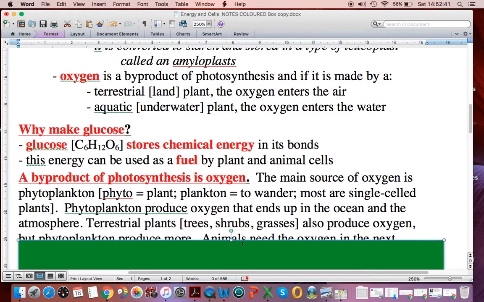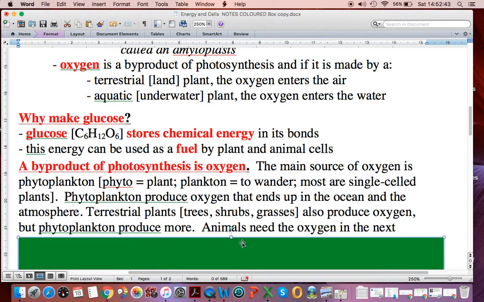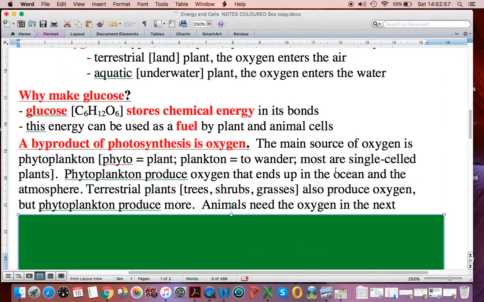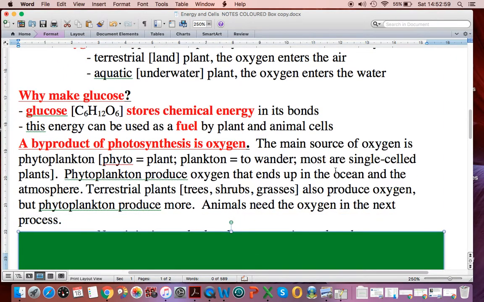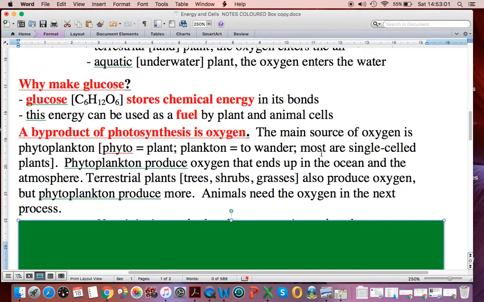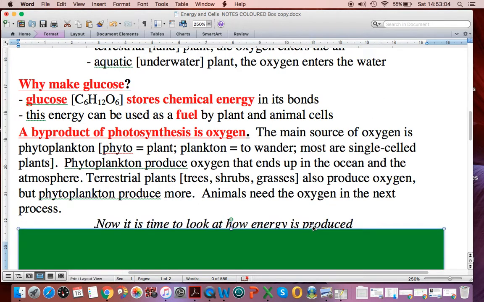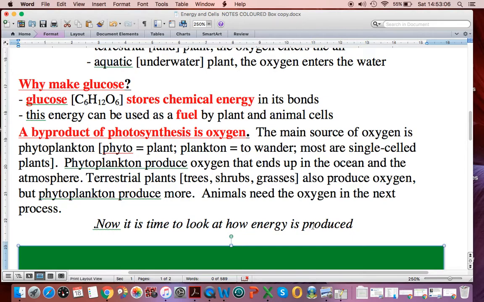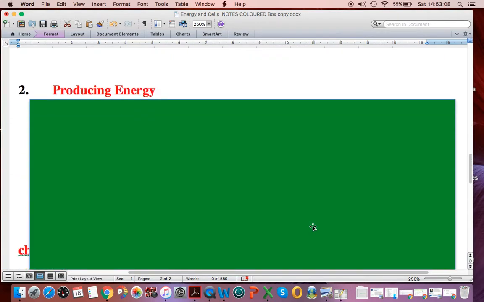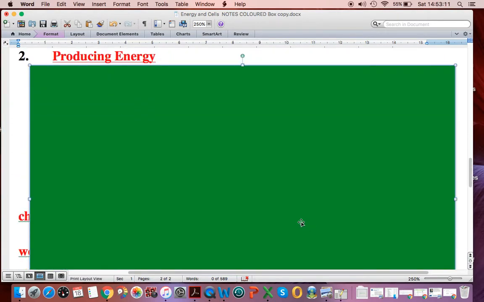Now down here we give a little more discussion about the byproduct oxygen. It talks about phytoplankton that produce enormous amounts of oxygen in the ocean, and that oxygen first goes into the ocean, but some will also enter the atmosphere, which is very important for us since we need that oxygen for our next process called cellular respiration. So now we're going to go to page 2. And we're going to look at producing energy. Now producing energy, we are now talking about cellular respiration.